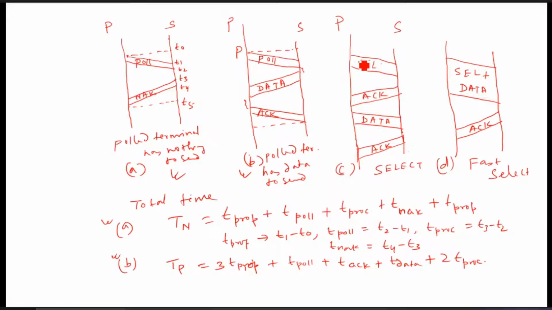I mean, here select means the primary has data to send, the secondary acknowledges it, then the primary will send the data, and it will be acknowledged successfully, or the data has been received successfully. So there are 4 operations there, in the select function.